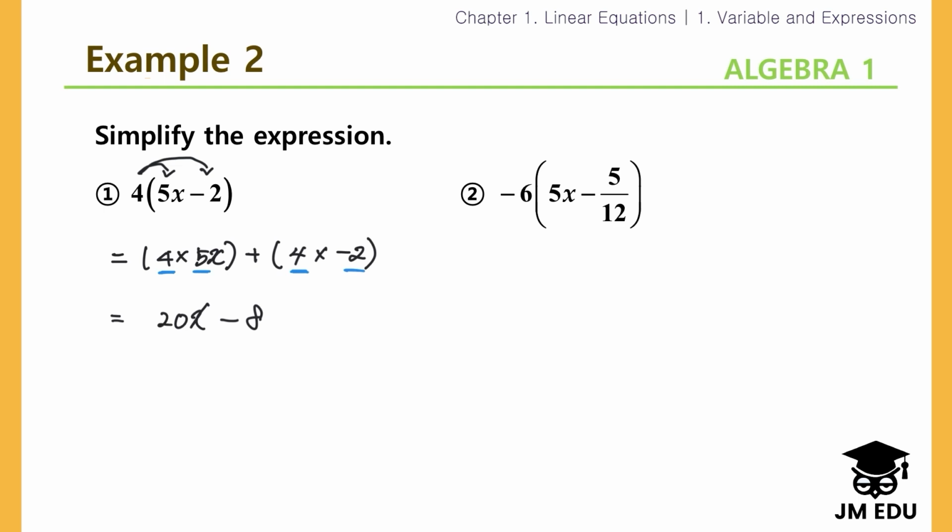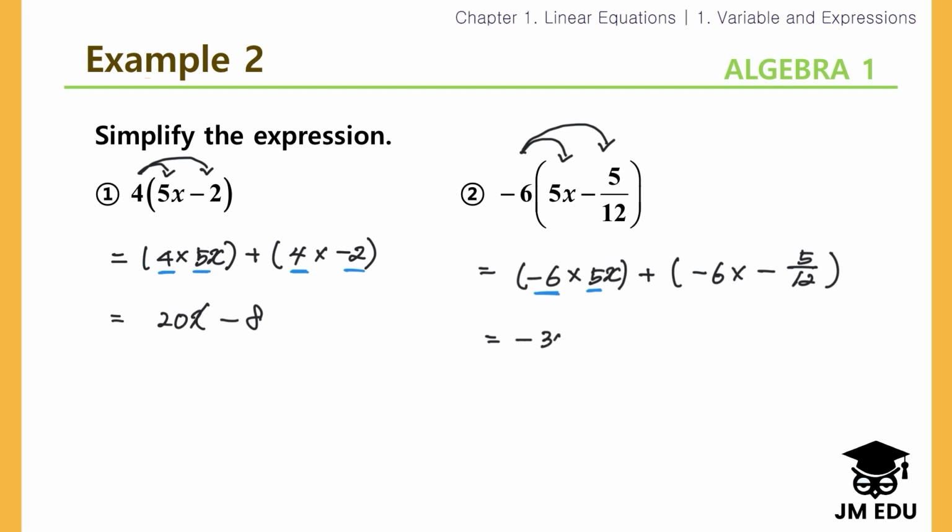Okay, number 2, we have negative 6 times 5x. So negative 6 times 5 times x plus negative 6 times negative, or minus, 5 over 12. So let's simplify this. Numbers first. Negative 6 times 5, that's negative 30, right? So that's going to be negative 30, and we have a variable x.